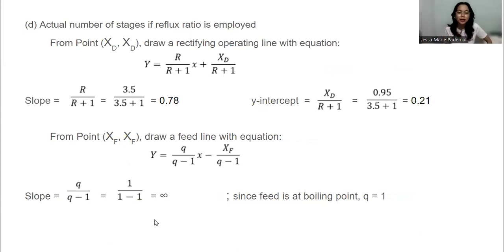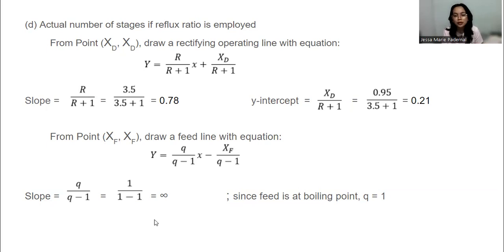In letter D, we are asked to find our actual number of stages if our reflux ratio is employed. From point xd, we draw our rectifying operating line with equation y is equal to r over r plus 1 x plus xd over r plus 1. For our slope, it is equal to r over r plus 1, and we substitute our given reflux ratio equal to 3.5, so 3.5 over 3.5 plus 1. Therefore, our slope will be equal to 0.78.